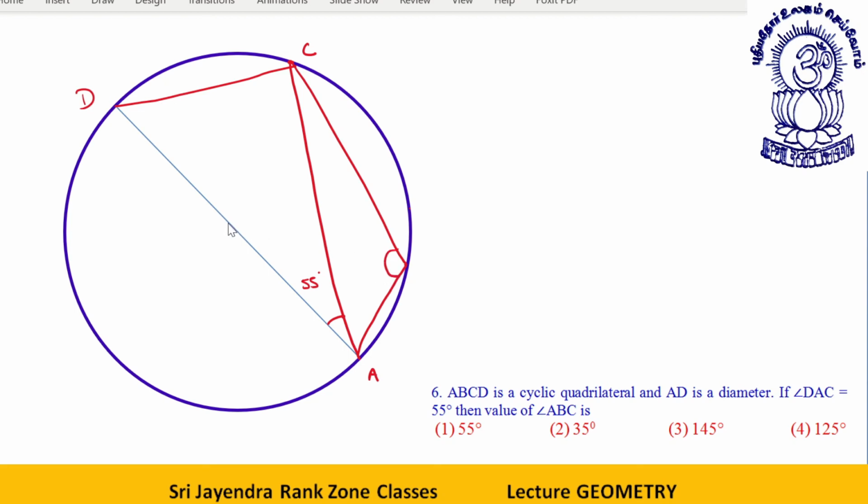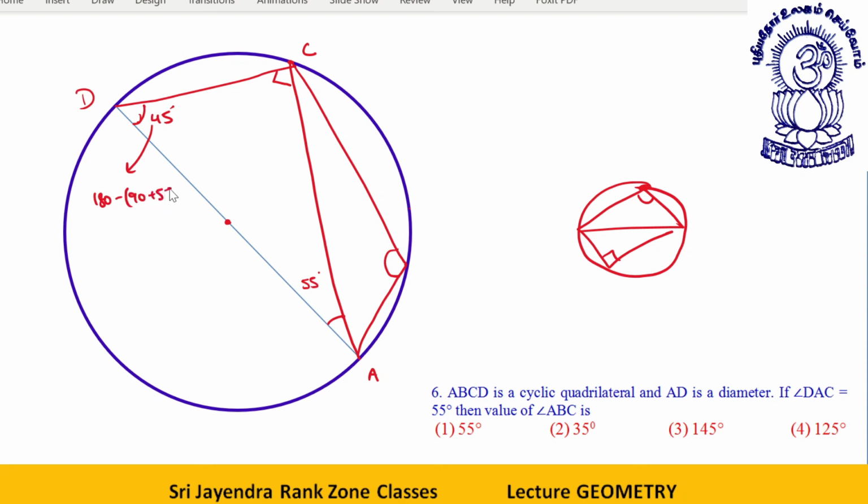The moment I read a diameter, my first reaction will be to make a 90-degree angle. We have already discussed, if this is a circle and this is the diameter, whatever angle this diameter makes will be 90 degree. Again over here also it will be 90 degree. This is 90 degree, this will be how much? 45 degree. How come this will be 45? This will be 180 minus 90 plus 55.